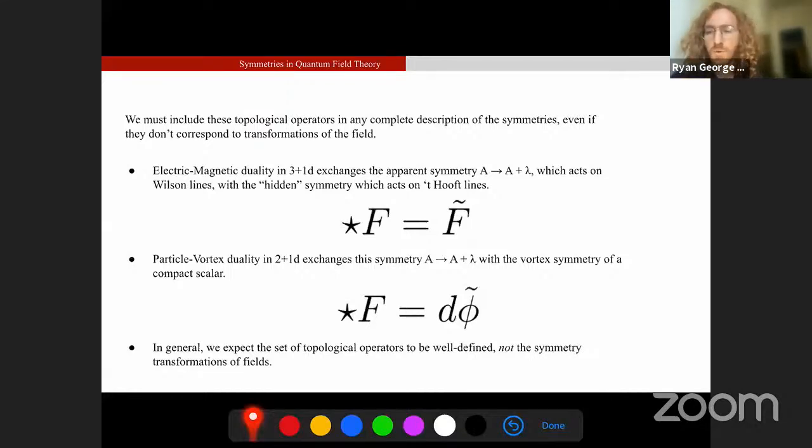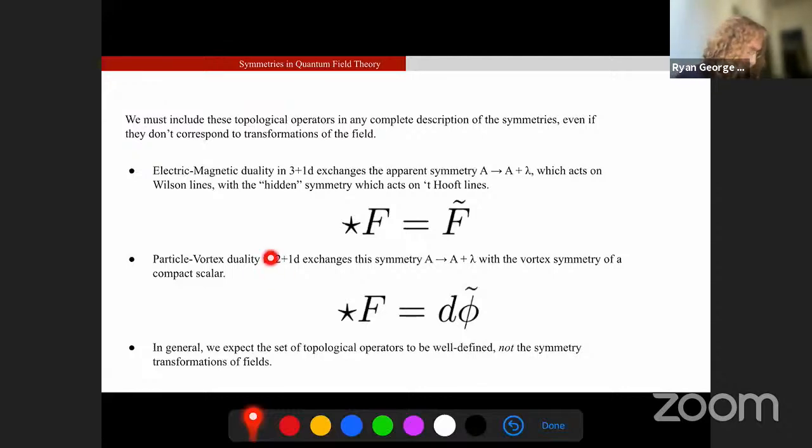So there are more dualities that relate these two examples. I already mentioned there's this electric-magnetic duality in 3+1 dimensions, which exchanges F and star F. And it also exchanges Wilson lines or charges with monopoles. There's also particle-vortex duality in 2+1 dimensions.